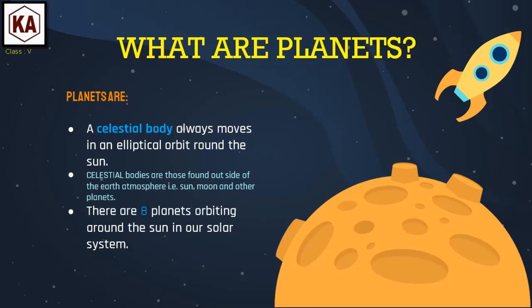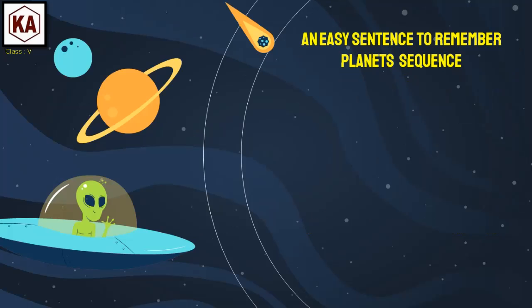There are 8 planets, as we have already discussed, in our solar system, but can you tell me the names of these planets in sequence? No? Oh, let me solve this problem for you. I have written this easy sentence for you to remember the sequence of the planets. Okay? Let's look at the sentence.